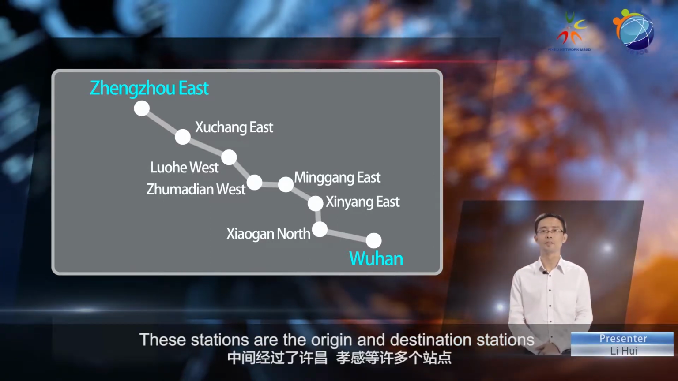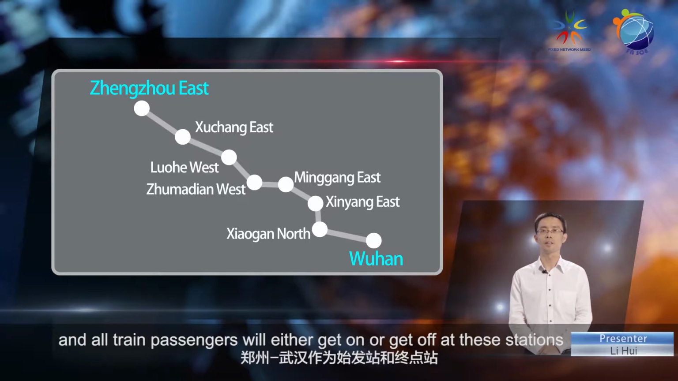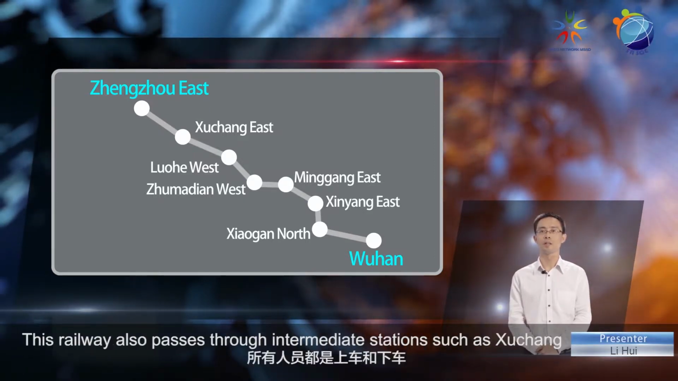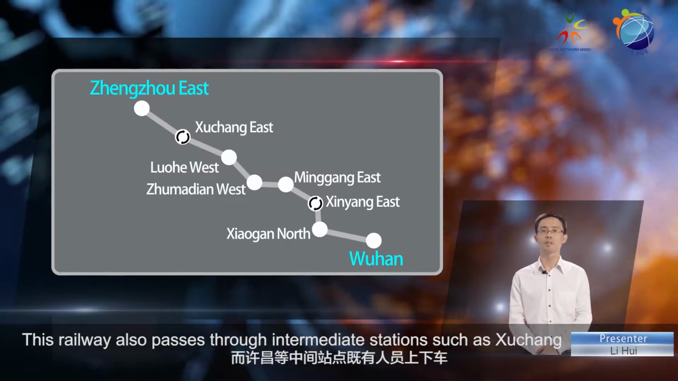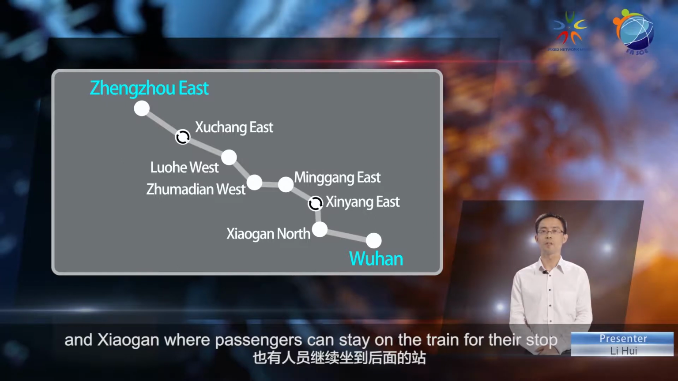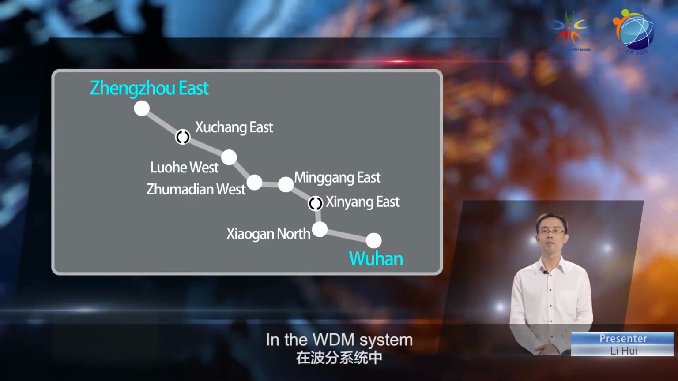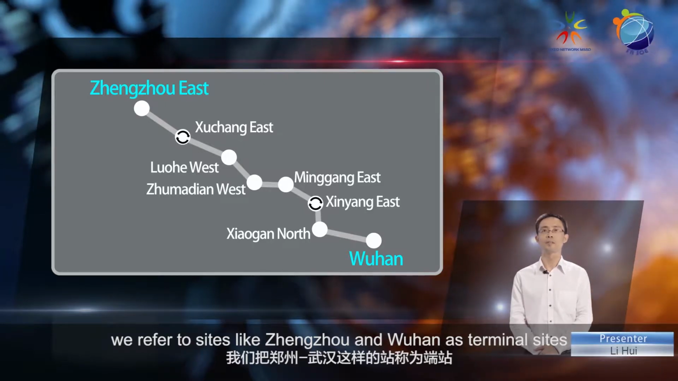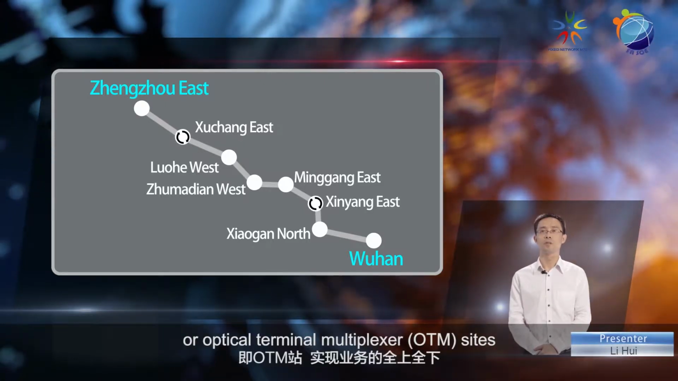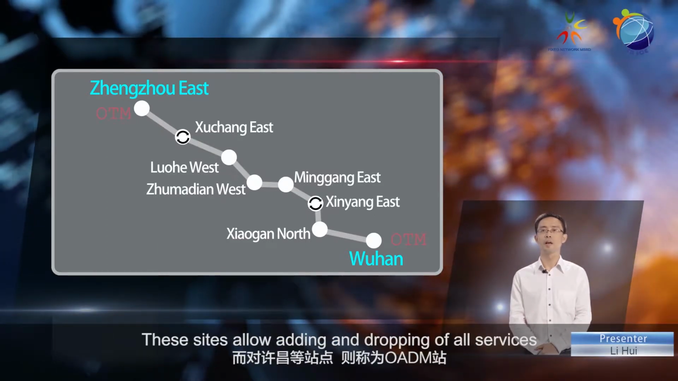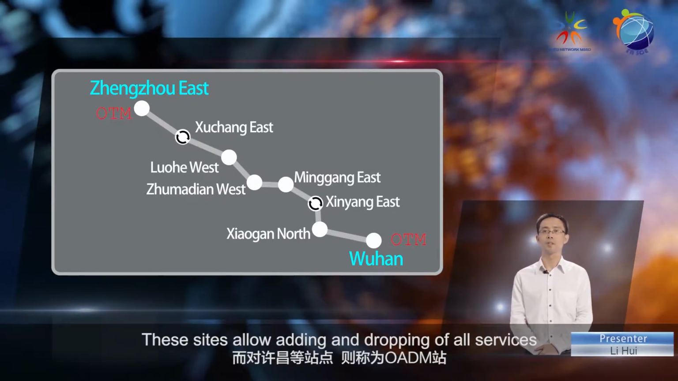These stations are the origin and destination stations, and all train passengers will either get on or get off at these stations. This railway also passes through intermediate stations such as Xuchang and Xiaogan, where passengers can stay on the train for their stop. In the WDM system, we refer to sites like Zhengzhou and Wuhan as terminal sites or optical terminal multiplexer sites. These sites allow adding and dropping of all services.